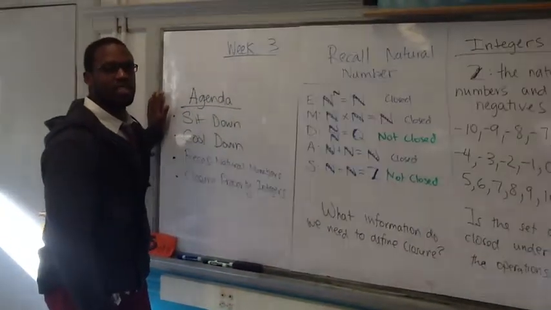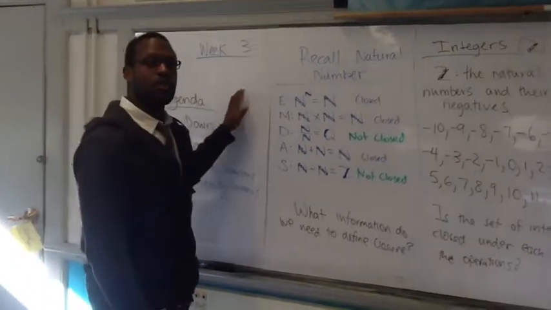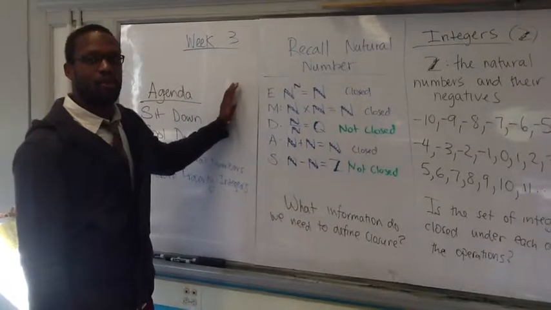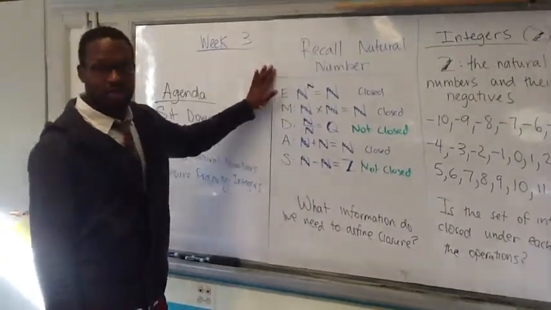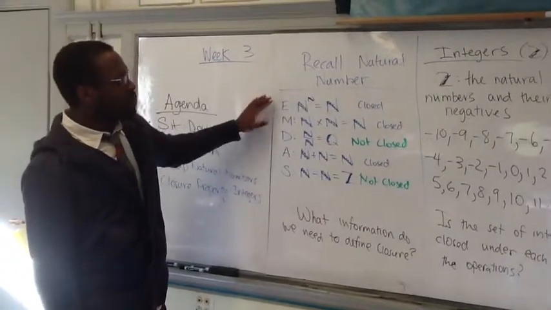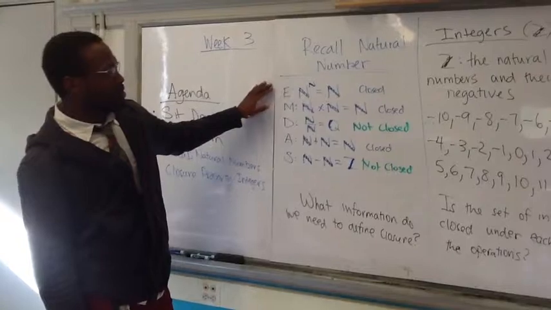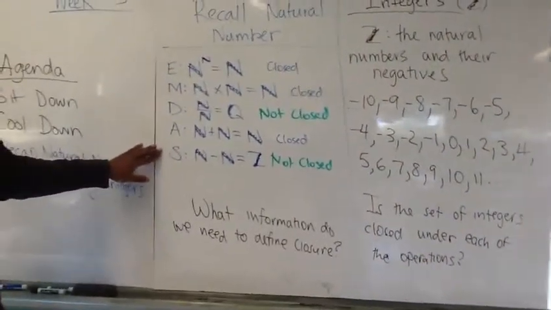We continued our conversation about closure. What you can observe from week 2 to week 3 is that we did not explicitly define what closure was. We simply talked about the number set, natural numbers, and what operations it was closed under: whether or not it was closed under exponents, multiplication, division, addition, and subtraction.